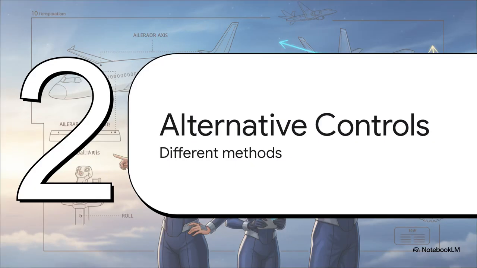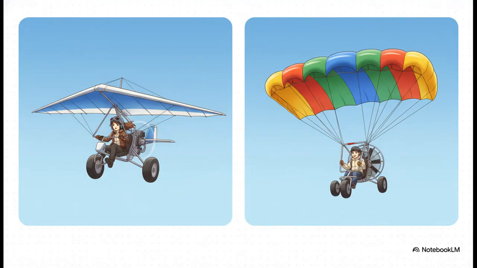Let's look at Section 5, alternative aircraft controls. Now, there is a tiny catch here. While ailerons, elevators, and rudders are standard for regular airplanes, you're definitely going to be tested on a couple of exceptions that handle these axes entirely differently.